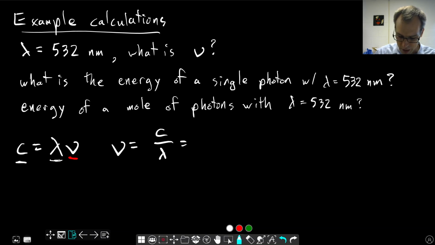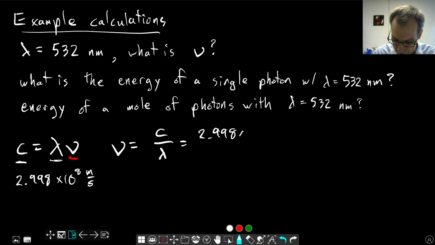So we know the speed of light, we can look it up. It's 2.998 times 10 to the 8th meters per second. You don't need to worry about memorizing that. I will provide that to you on exams, kind of like Avogadro's number. You'll become familiar with it just by using it, but it's not something you need to memorize. So that'll just go into the top here. And then in the denominator, we're going to put the wavelength.